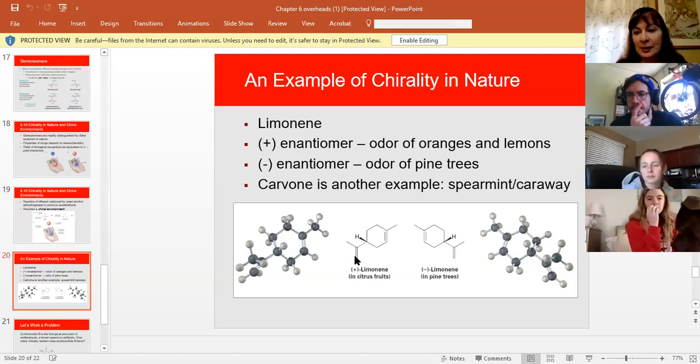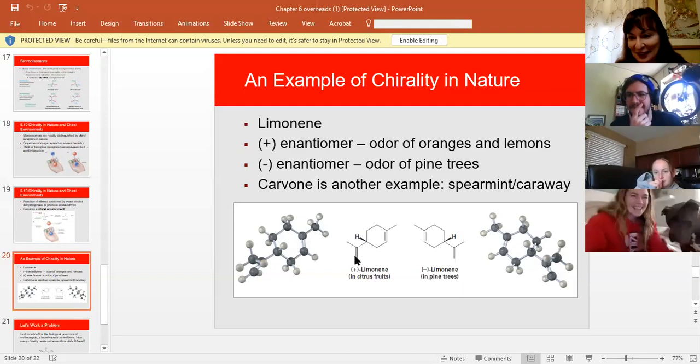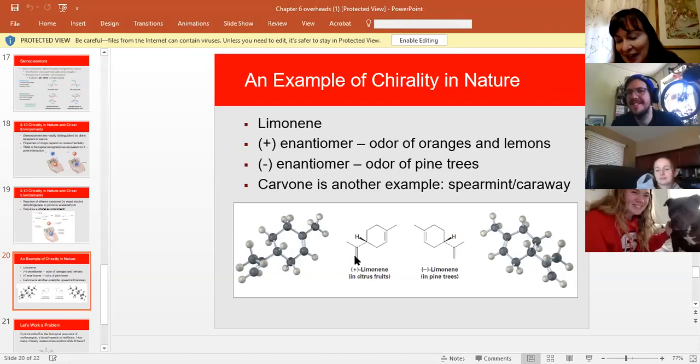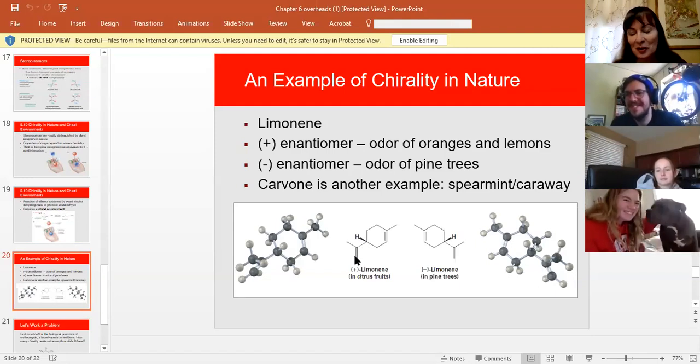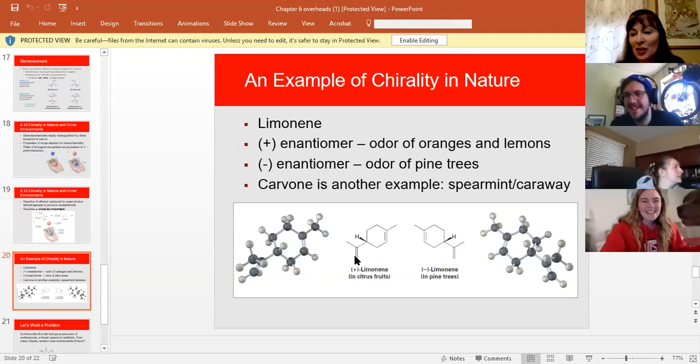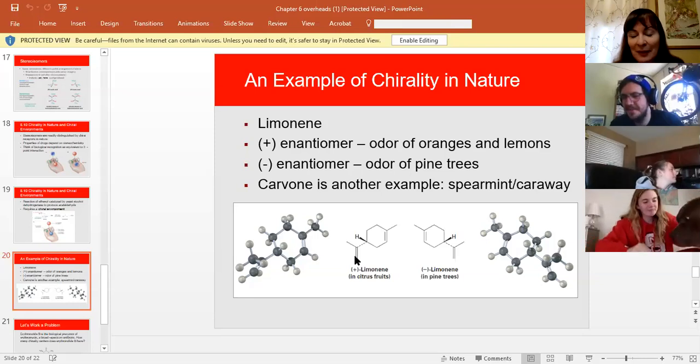Oh, Nicole, who is this precious little dog that just walked in? This is Riz. Hi. Oh my goodness, what a cutie pie. See, we can't do this in class, so it's fun. It's fun to see everybody's dogs. Okay, pay attention, buddy, because we're learning about enantiomers here.